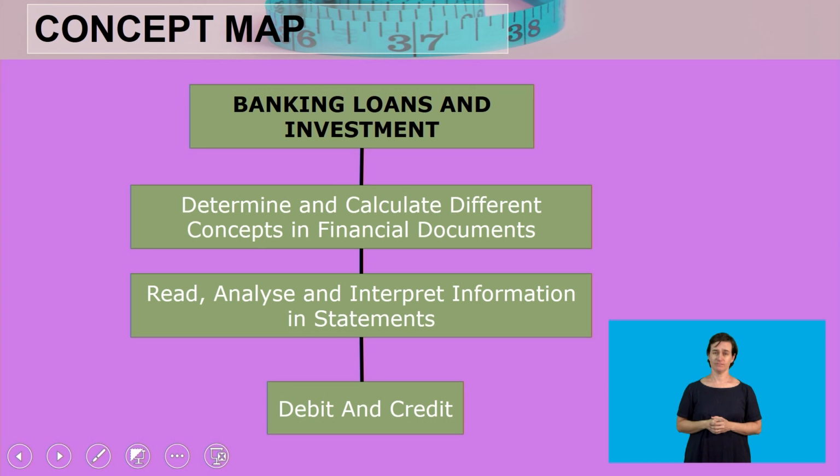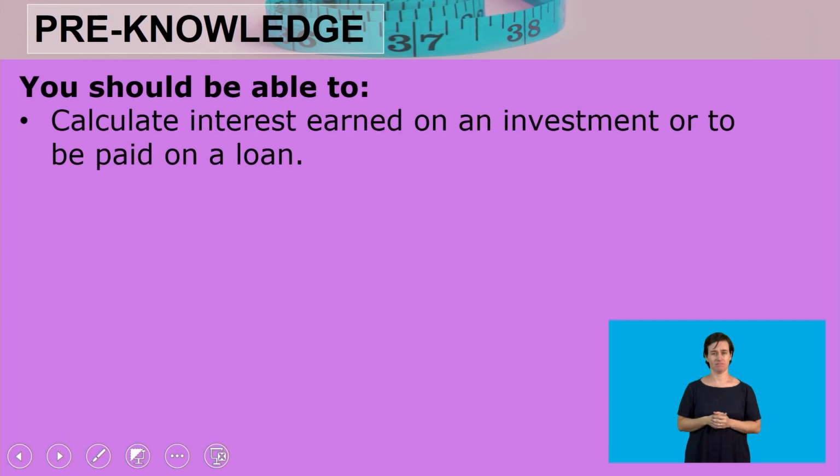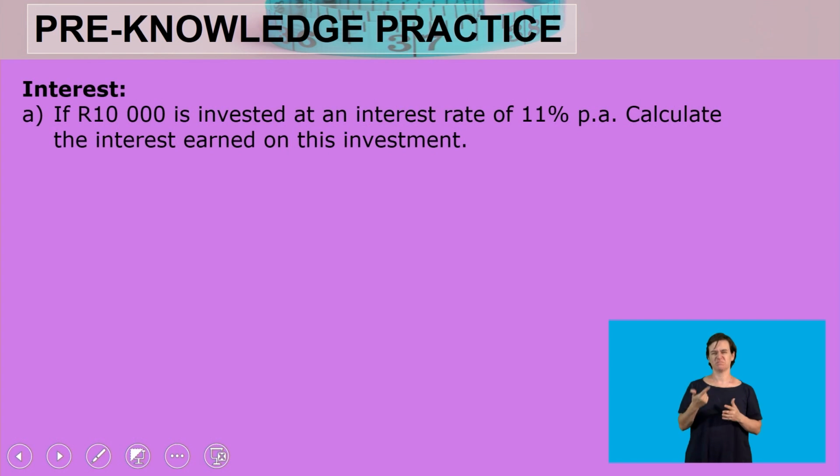Right, so now let us look at the concepts that we'll be looking at. Firstly, we will determine and calculate different concepts in a financial document. Read, analyze, and interpret information in a statement and differentiate between a debit and a credit. By now, you should be able to calculate interest earned on an investment or to be paid on a loan. Now, let us look at the examples of what you should know by now.